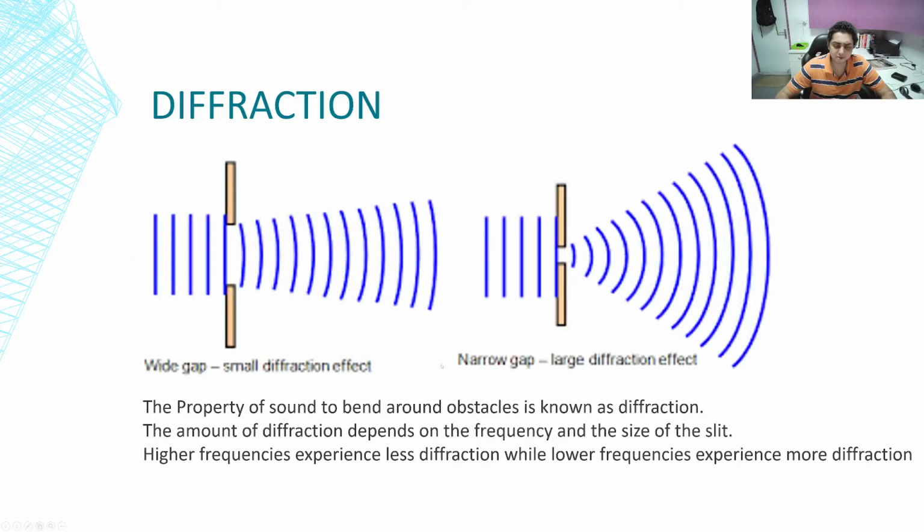Diffraction also depends on the gap of the slit. If the gap of the slit is large, the diffraction is low. If the gap of the slit is small, then the diffraction is high.